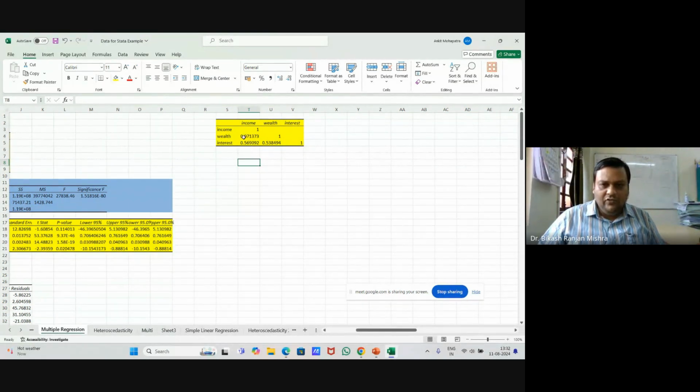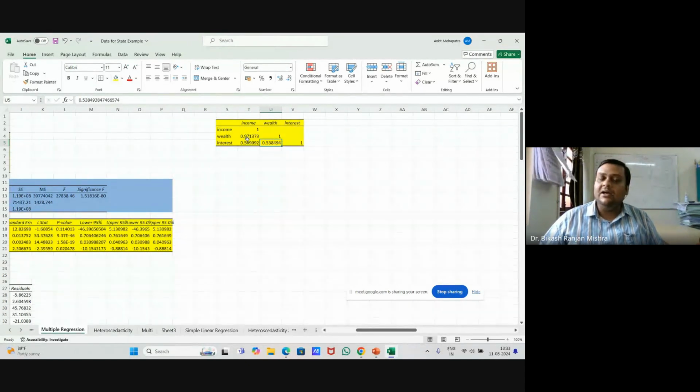Now, what happens? There is an element of wealth and income. They are very highly correlated with each other. It seems to be 0.97. Whereas interest with income is found to be 0.56, and interest and wealth are found to be 0.53. So interest and wealth are not that problematic, and interest with income is not problematic. But keeping income and wealth under one analysis may create problems.